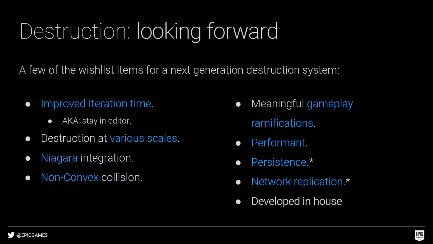All right, so then I have two features here that have asterisks on them, persistence and network replication. The asterisks mean that we're not there today. We don't yet have that right now, but that's going to be forthcoming in the future. So we know that multiplayer is a big deal, of course, and destruction has to support all that.